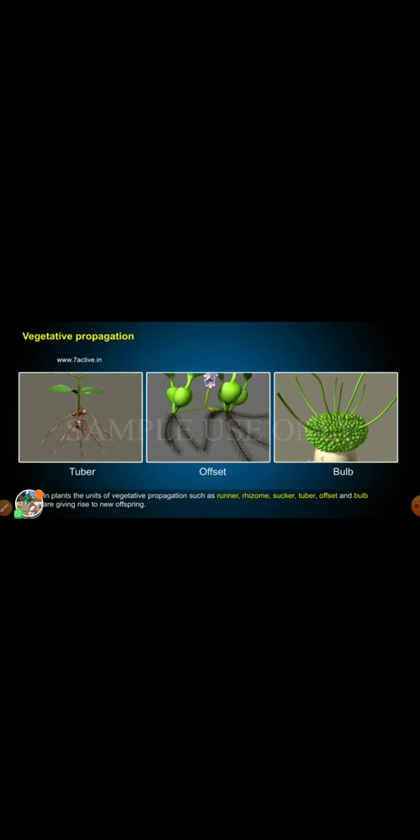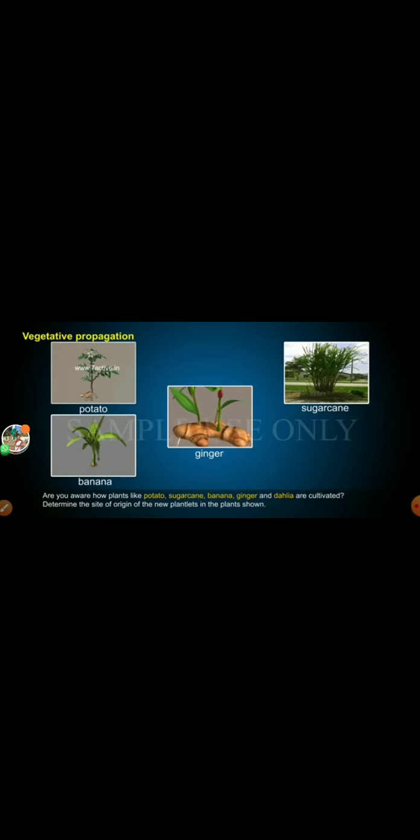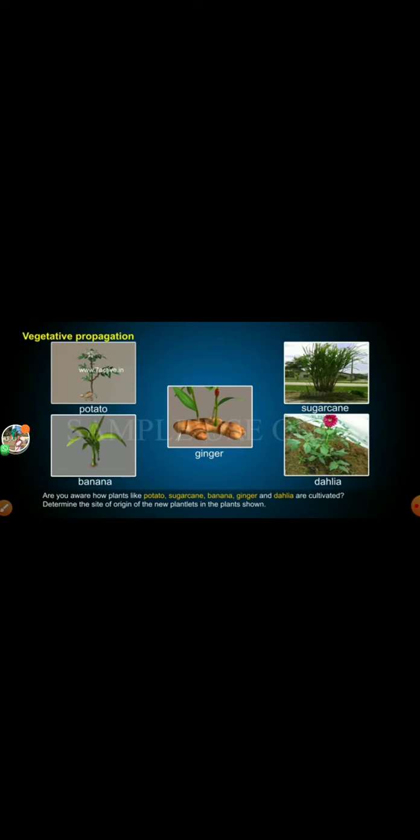Vegetative and bulb are giving rise to new offspring. These structures are called vegetative propagules. Formation of these structures does not involve two parents. The process involved is asexual. Are you aware how plants like potato, sugarcane, banana, ginger and dahlia are cultivated? Determine the site of origin of the new plantlets in the plant shown. You will notice that they invariably arise from the nodes present in the modified stems of these plants.